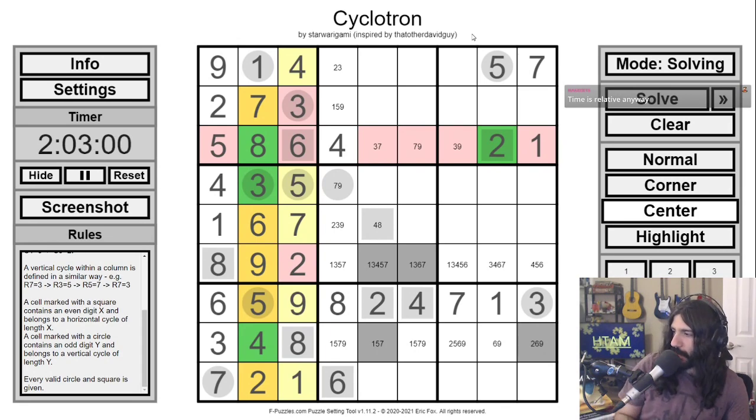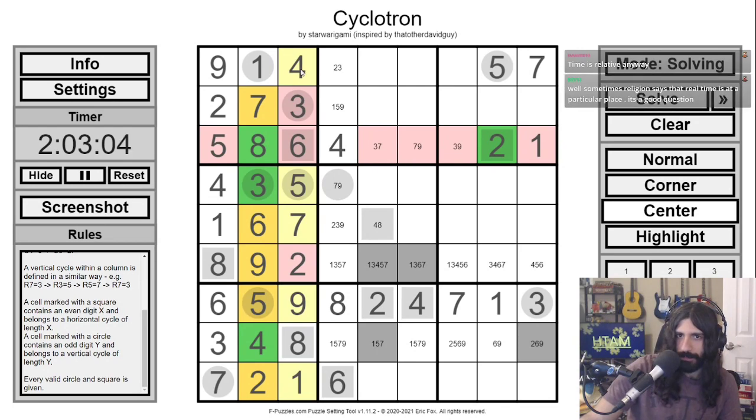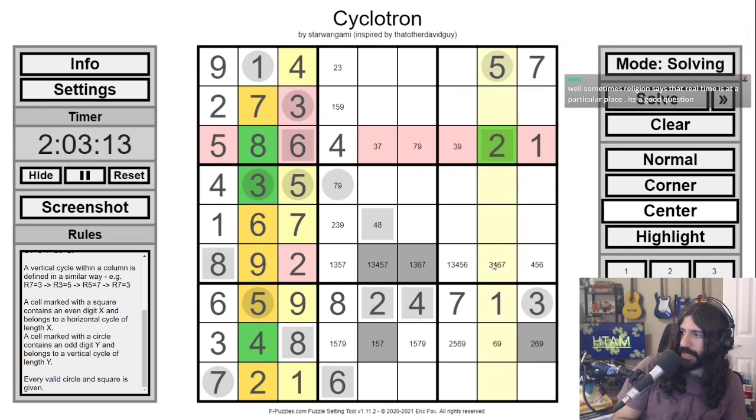All right. Actually, I think the 7 in column 8 is vulnerable now. The 7 in column 8. Like this 7?